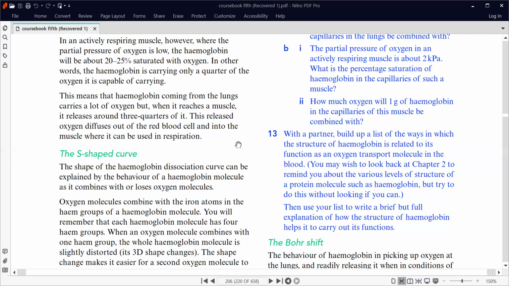This means that hemoglobin coming from the lungs carries a lot of oxygen, but when it reaches the muscle, it releases around three-quarters of it. Only one-fourth is left with it, and this released oxygen diffuses out of the red blood cells and into the muscle where it can be used in respiration. Now this oxygen which has diffused out of the red blood cell will reach the muscle and help in respiration in the muscle, and the carbon dioxide from the muscle will be diffused inside the hemoglobin.